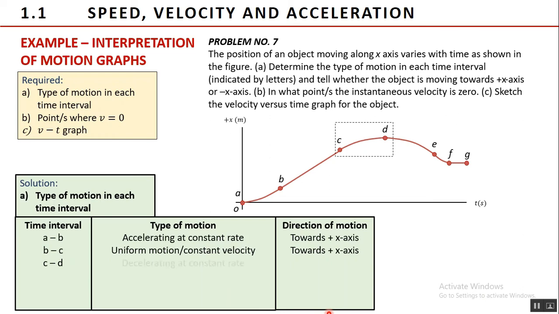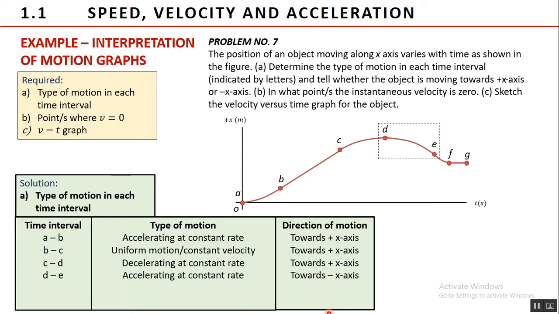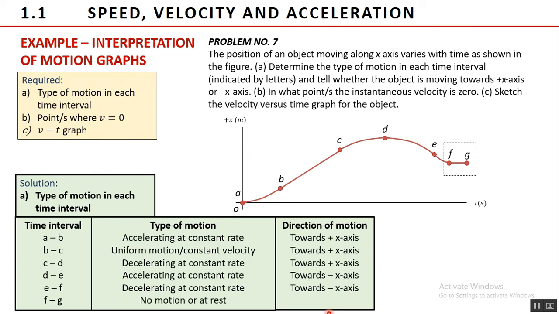At point C, the object begins to decelerate to point D while traveling toward the positive x-axis. And momentarily at point D, the object has stopped moving. Then from point D, it begins to accelerate backwards or towards the negative x-axis, until point E. From point E, the object decelerates while traveling towards the negative x-axis, until it comes to rest at point F. Lastly, from points F to G, since the line is horizontal, the object remains at rest.